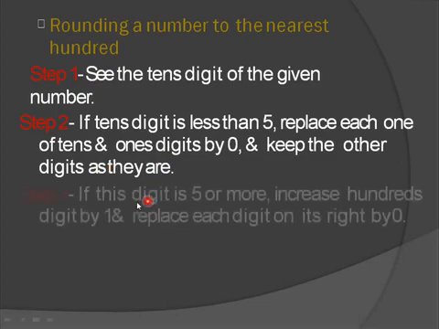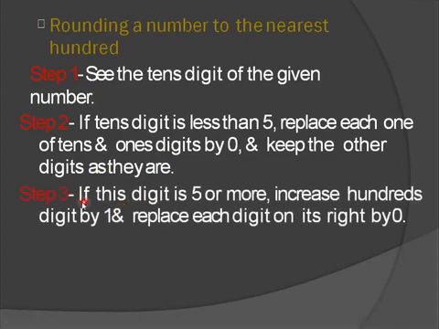Next, in case the number is more than 5, what do you have to do? If the digit is 5 or more, it may be 5 or more than 5 also. Increase the hundreds digit by 1 and replace each digit on its right by 0. So that means the ones place will become 0, the tens digit place also will become 0, and the one in the hundreds place will change to the next number.